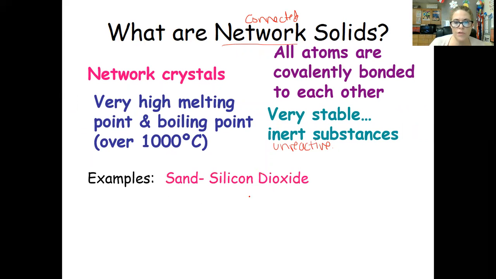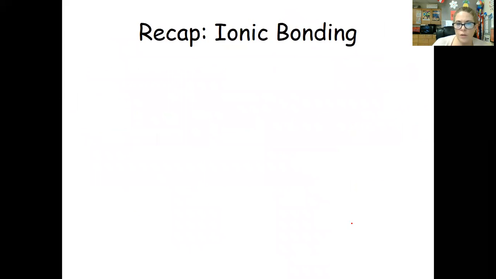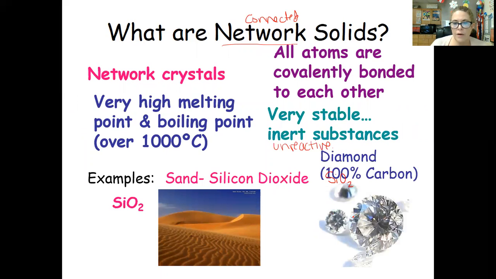And some examples of those are sand, which is silicon dioxide, so SiO2, right? So sand doesn't really dissolve, and sand has an extremely high melting point and an extremely high boiling point. And diamond, right? So diamond is 100% carbon, but it is extremely strong, and it's because of how the molecules line up together, how every little particle lines up in what we call a network. So then it's basically a really, really strong, rigid structure.